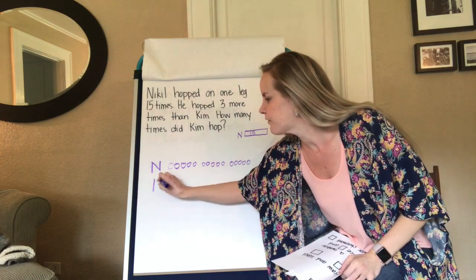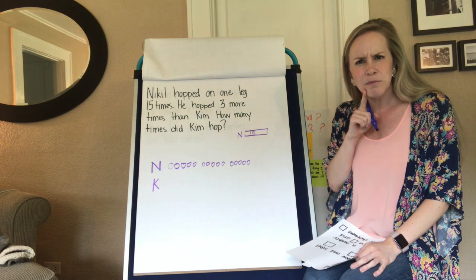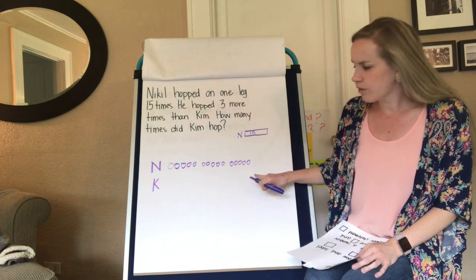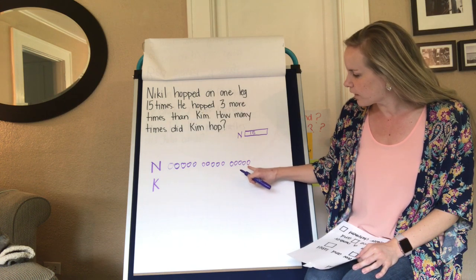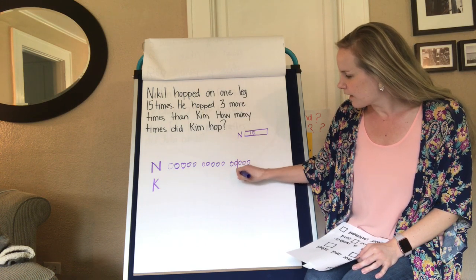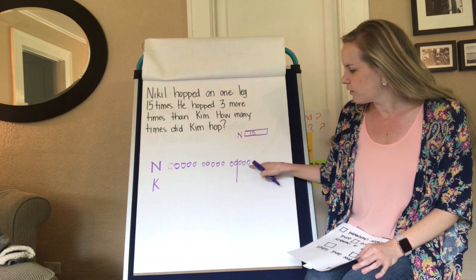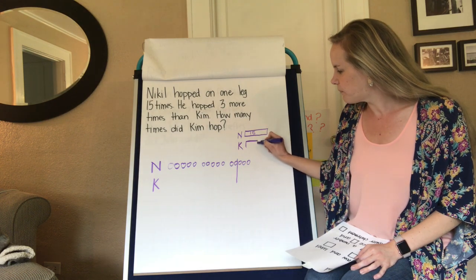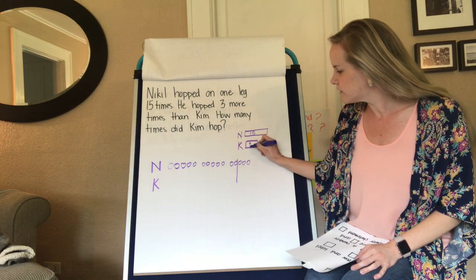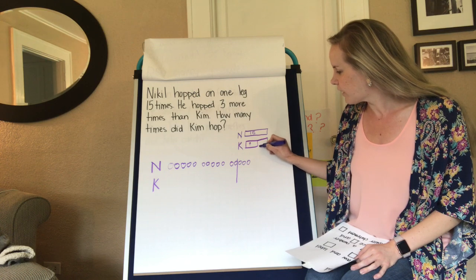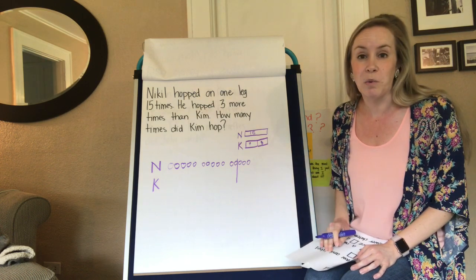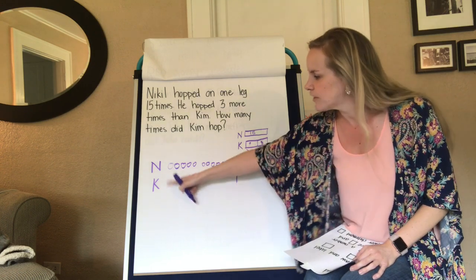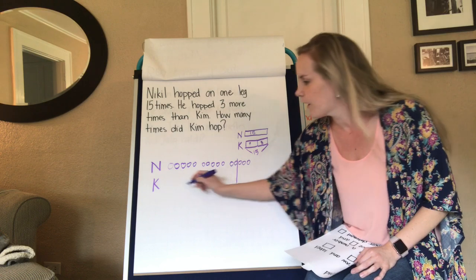So draw our K for Kim. How many more times did he hop? 3? You know what I'm going to do? I know that Kim is fewer, so I'm going to count in 1, 2, 3. And I'm actually going to draw a line right there because I know that that's how many more Nikhil hopped. So if I have Kim, I don't know what this part is that she hopped, but I know that it's 3 more. And this whole thing for Kim is 15. So let's match up right here to see how many times Kim hopped.